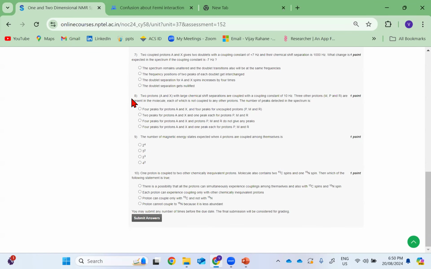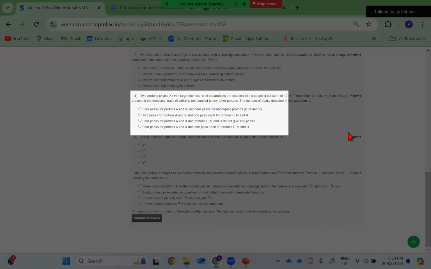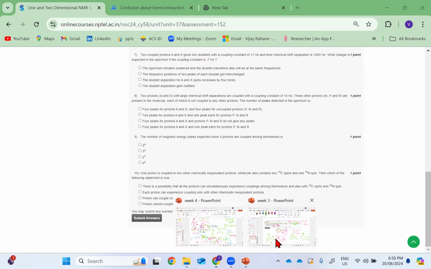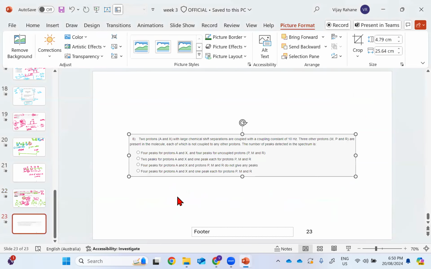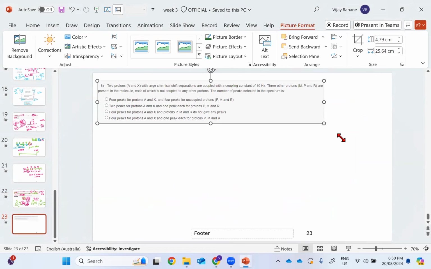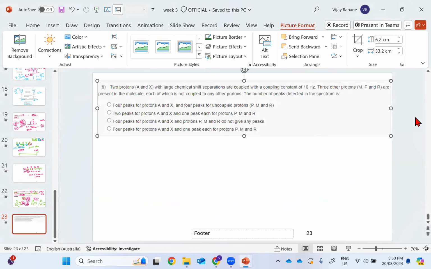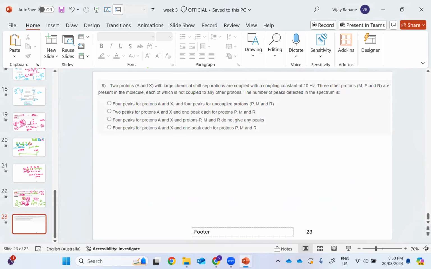All right. So question 8 is talking about, I'll just take the question on the screen. So we have the question here. It is mentioned that the two protons A and X, the proton HA and HX with larger chemical shift separation, are coupled with coupling constant 10 hertz. So when they show the splitting, this will be 10 hertz, the coupling between two peaks.